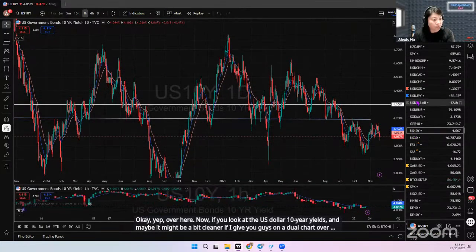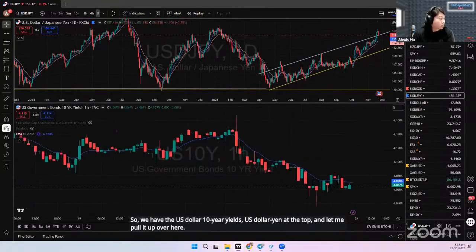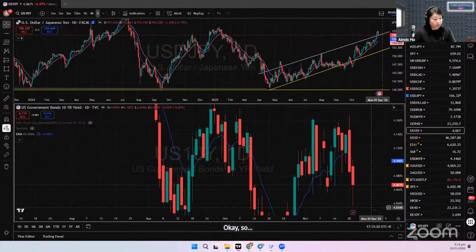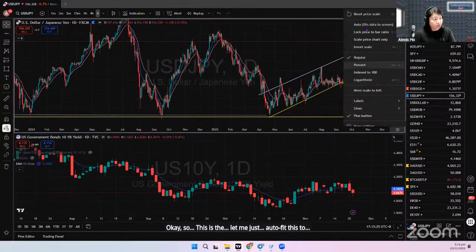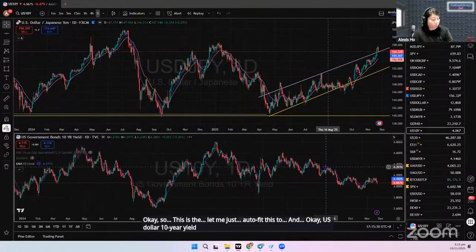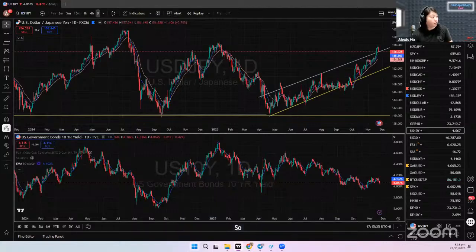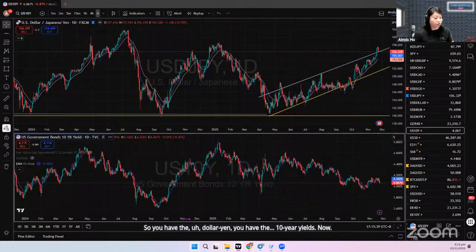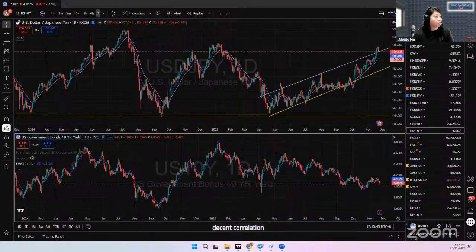So we have the US dollar 10-year yields, and the dollar yen at the top, and let me pull it up over here. Okay, let me just auto fit this too. And let me see if I can line up a little bit somewhere like this, okay? So you have the dollar yen, you have the 10-year yields. Now, historically, we do have a decent correlation when it comes to the dollar yen and the US 10-year government bond yields.